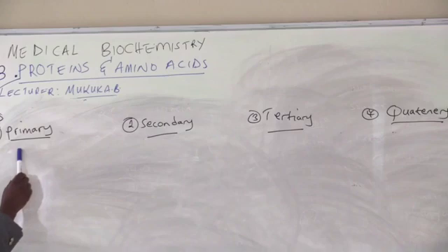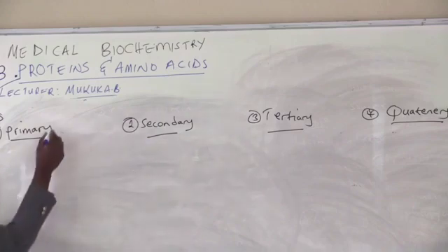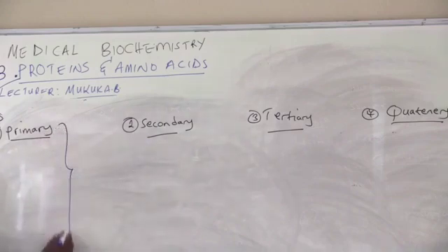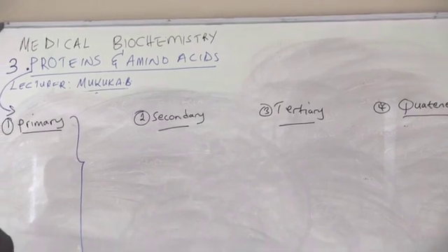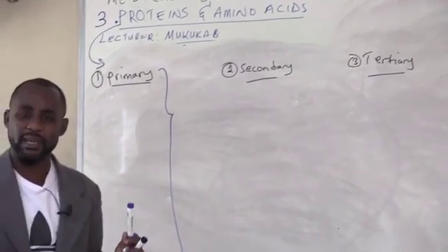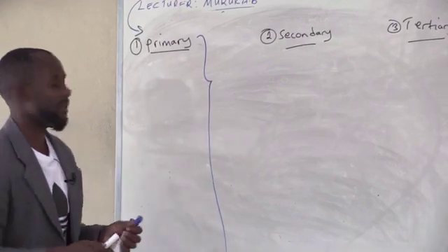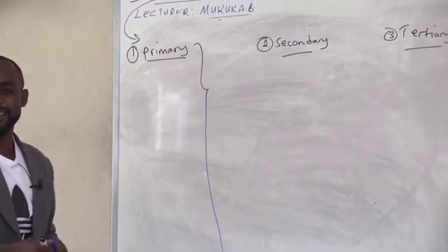So this is smaller than secondary. So let us discuss them in detail. I'll start with the primary structure. Previously, I have explained to you how we get amino acids. We link them together in order to make a protein or a polypeptide.